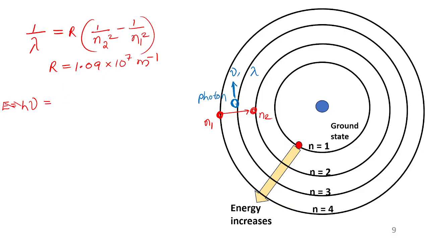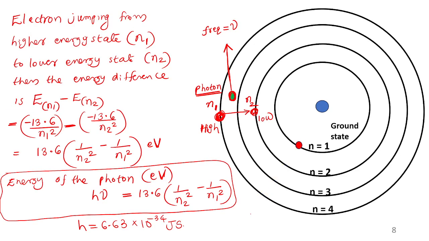Yes, it is there in the previous page. I will show you. This formula: 13.6 into 1 by n2 square minus 1 by n1 square.